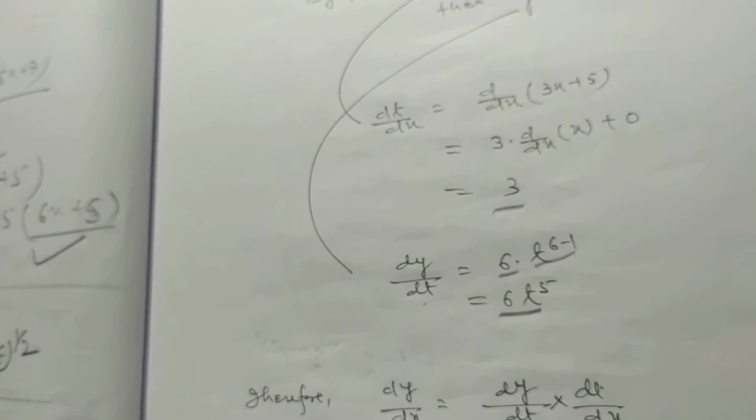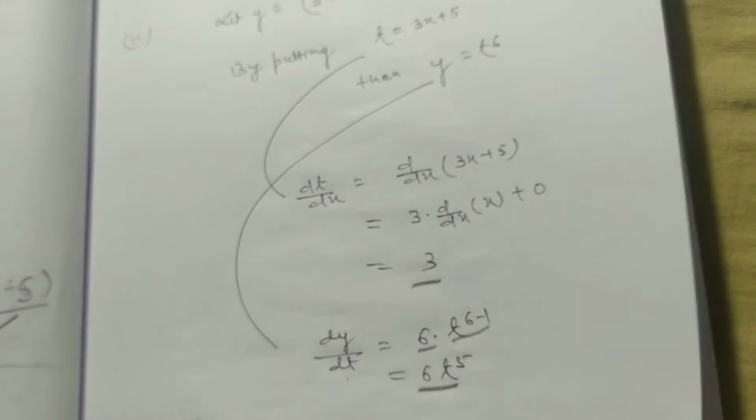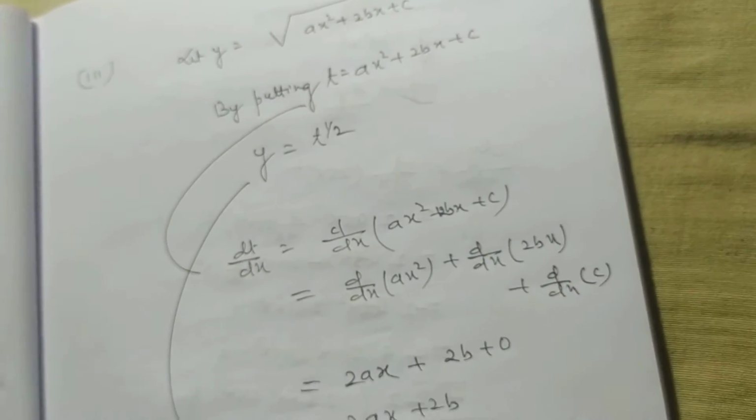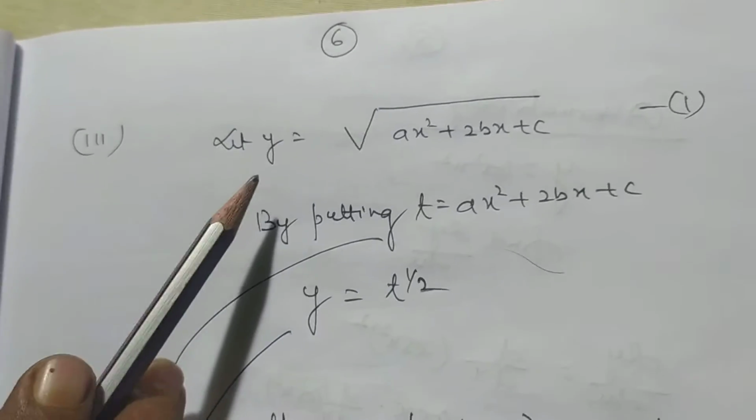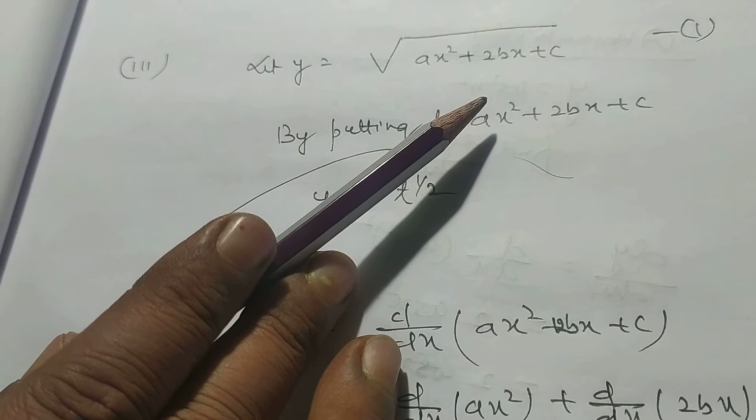Here it is clear that you can solve this problem alternatively. It is up to you. You can solve this problem directly or in this way. Now problem number 3. Let y is equal to root over x square plus 2bx plus c.